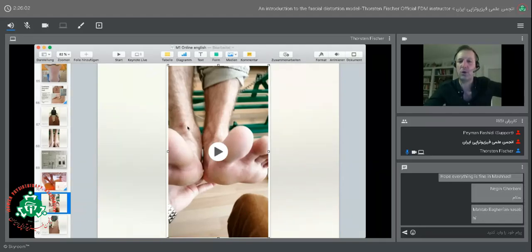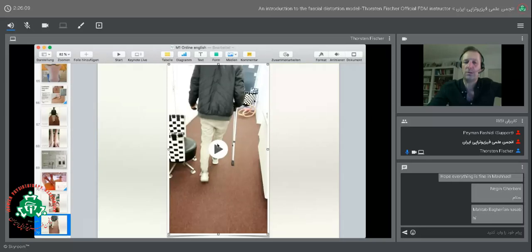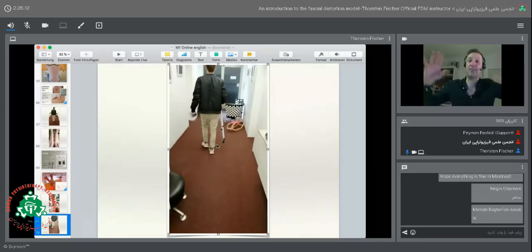Here, there's the spot where I pushed. Yeah. And now it's similar. And then we treated also the spot on the outside. And then he could walk without crutches. Yeah. This is like magic.